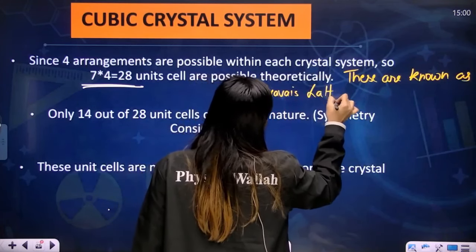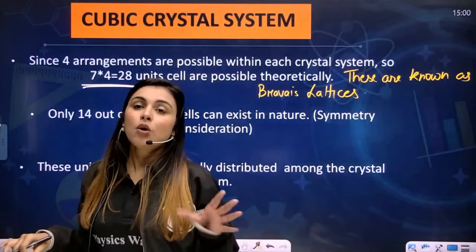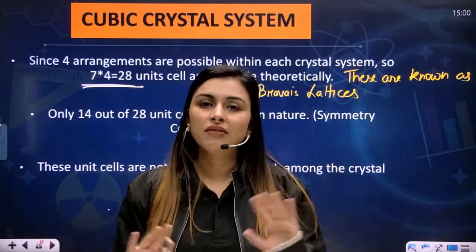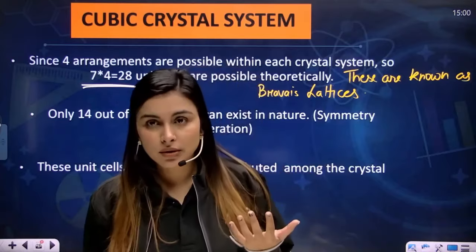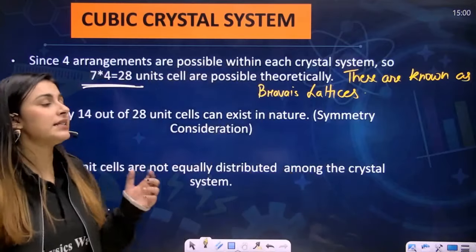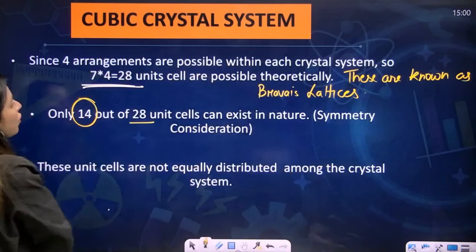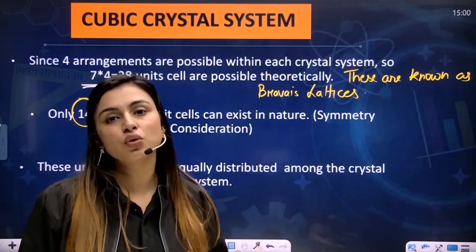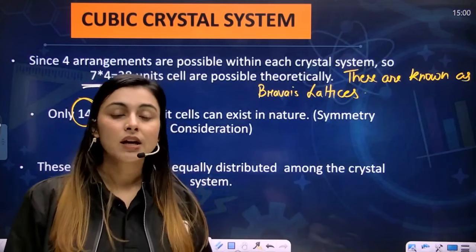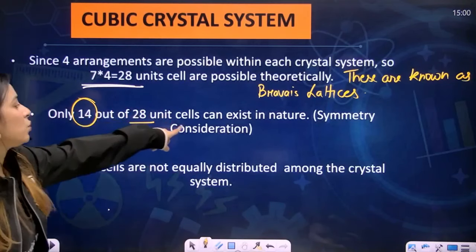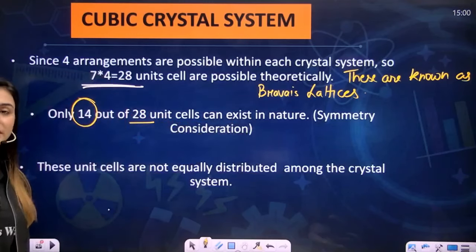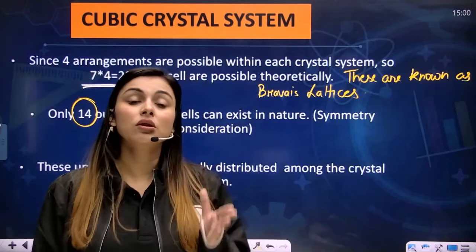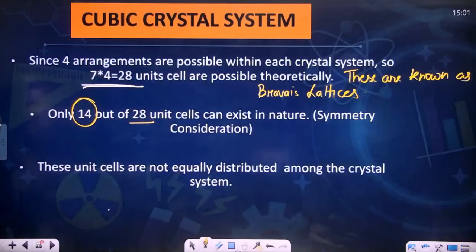Now, since 28 unit cells are too much to handle, what actually happens is that our world loves symmetry. So all the 28 are not available in the world. They are not present, or we could not find them. We can only say that out of these 28, only 14 are present because of symmetry. Because these 14 have symmetry, the others do not. And our universe loves symmetry. So only 14 out of these 28 unit cells exist in nature. These unit cells are not equally distributed. We'll see which of the following are possible, and you have to learn that as well. Pause the video, write it, and then we'll move forward.